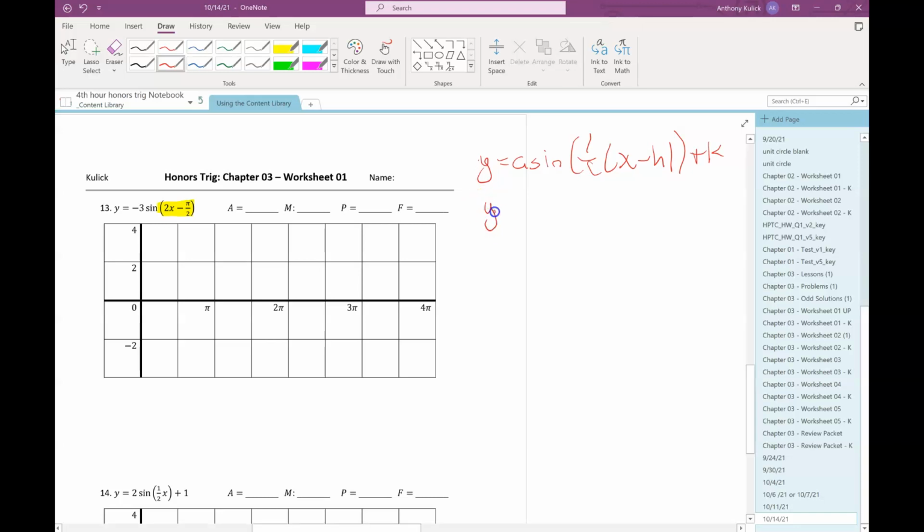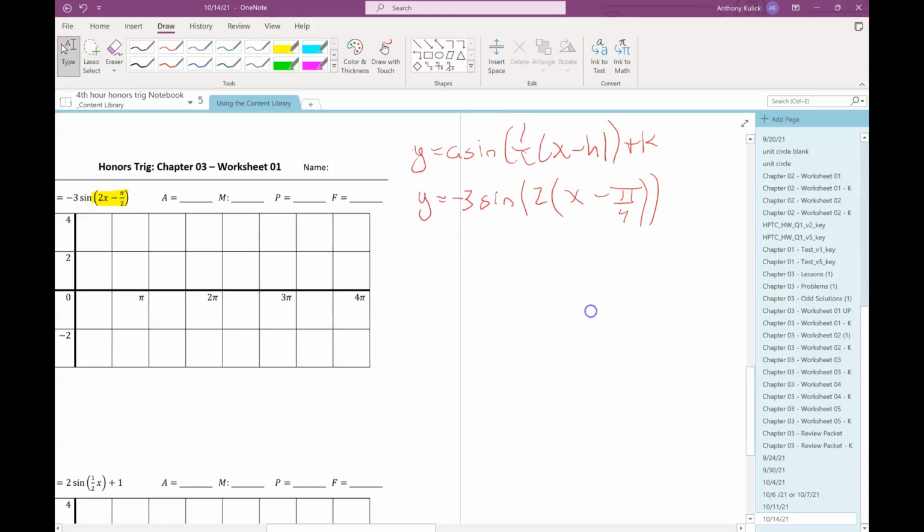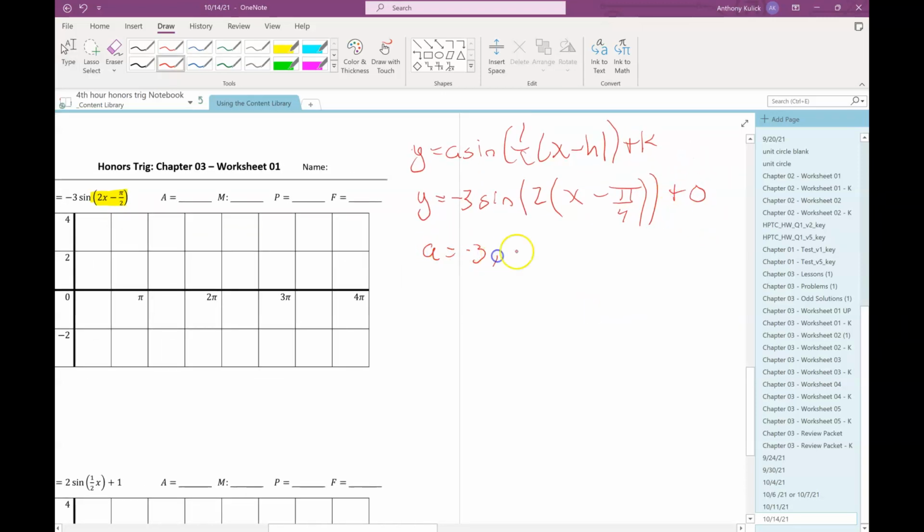So I'm going to start by factoring that 2. When we factor a 2 off, we're dividing. So 2x divided by 2 is x. And pi over 2 divided by 2 is pi over 4, because dividing by 2 is the same as multiplying by the reciprocal. So pi over 2 times a half is pi over 4. And I'll write the plus 0 there so it's really obvious what the k is.